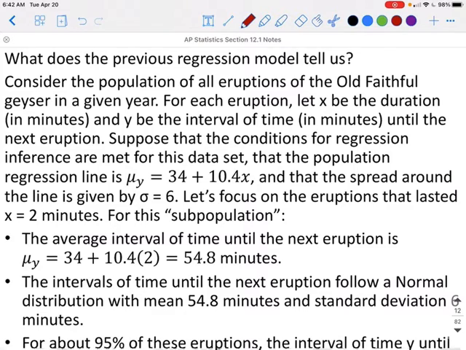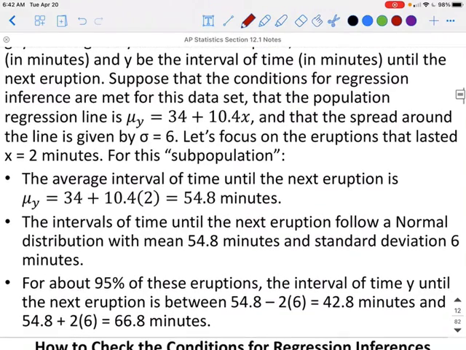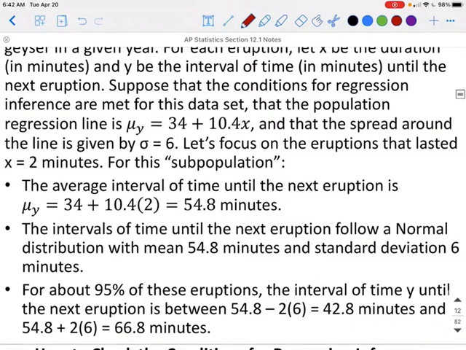Let's focus on the eruptions that last x equals 2 minutes. For this subpopulation, the average interval of time until the next eruption is mu sub y equals 34 plus 10.4 times 2, or 54.8 minutes. The intervals of time until the next eruption follow a normal distribution with a mean of 54.8 minutes and a standard deviation of 6 minutes.